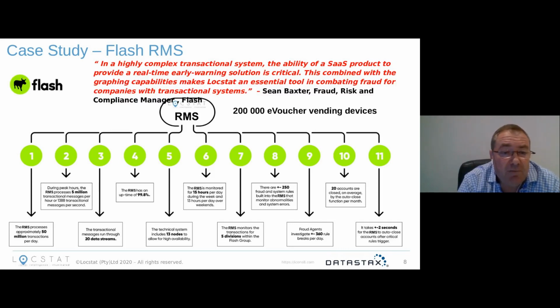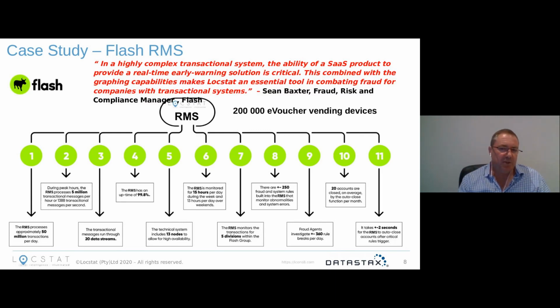There's an uptime of about 99.8%. The whole solution runs on 13 nodes in a cluster to ensure high availability. And then Flash have a specific team that monitors exceptions in real time, and they can follow up on it and close the loop on those exceptions. It's across 5 divisions of the organization, and on a daily basis, they have about 360 rule breaks.